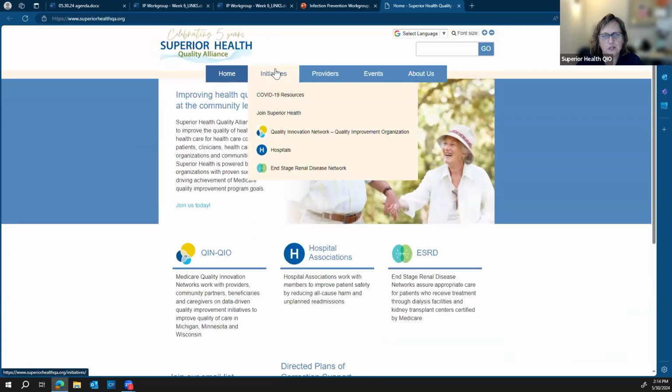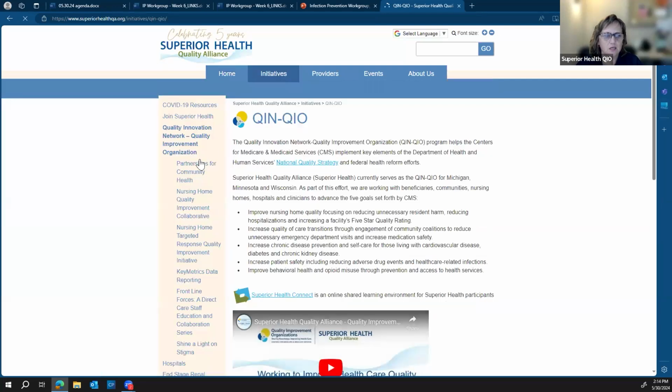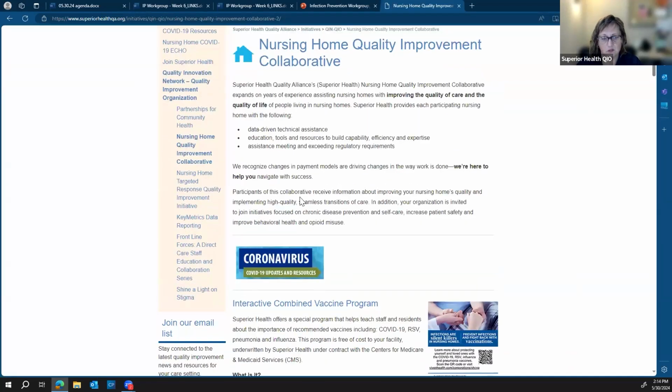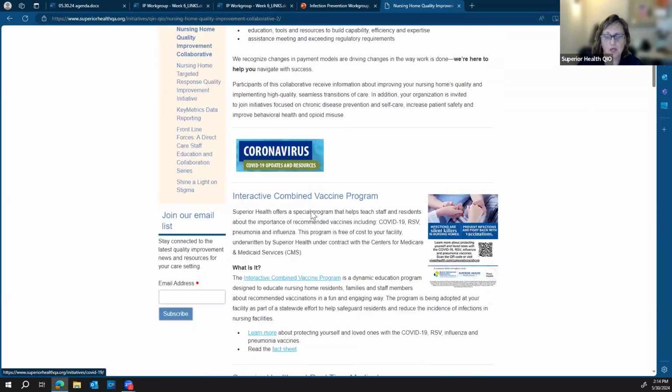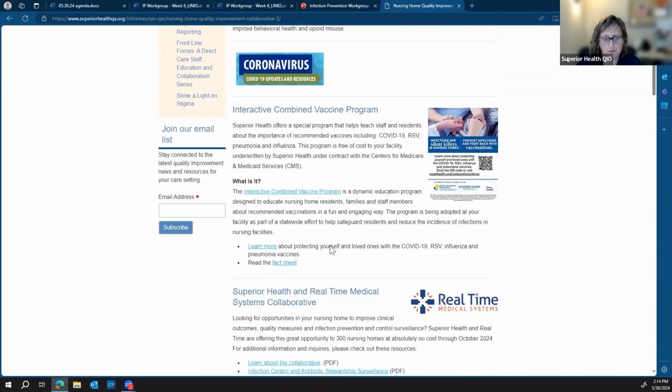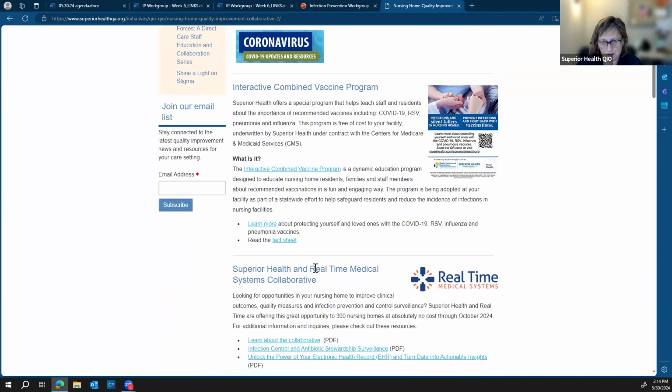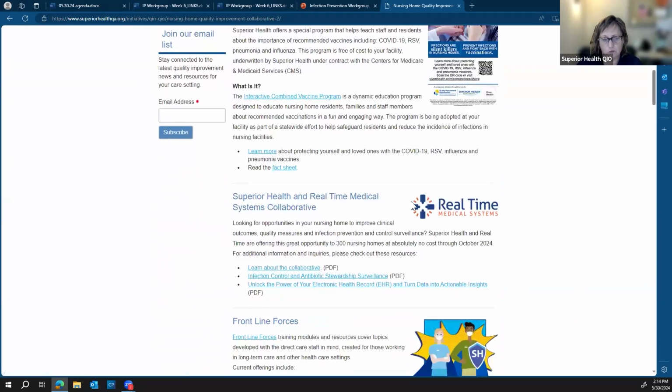So under the initiatives tab, you would go to the Quality Innovation Network Quality Improvement Organization. And here is where you're going to find a lot of our resources. So we have the Nursing Home Quality Improvement Collaborative. I'm going to click on this because this is a little bit more than just infection control. We have our vaccine information. We have real-time medical systems. If you're using that or you're more interested about that, you can look at that here.